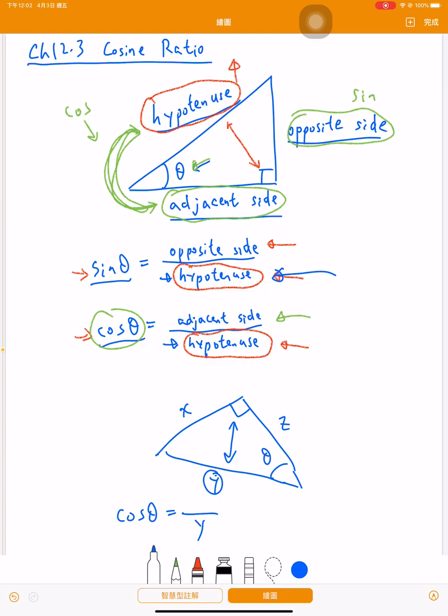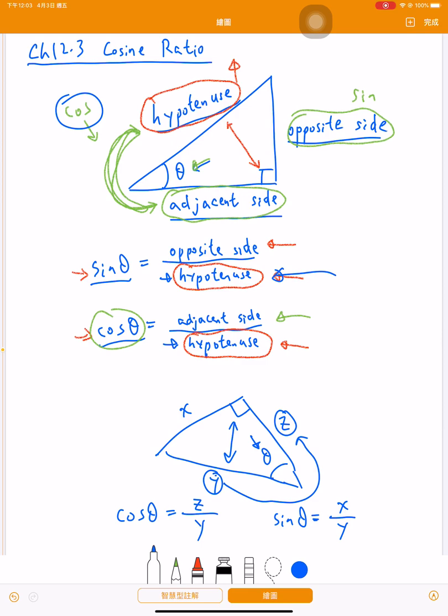Then for cosine, we know this C: the angle is in between the hypotenuse and the adjacent side. So you can see theta here, and y here, so the adjacent side should be z. So cosine theta in this triangle should be z divided by y. Okay, z divided by y. Then of course, if I want to find sine theta, the hypotenuse is still y, and we have already found z for cosine theta, so sine theta should be x over y. Right? You may memorize it in this way.